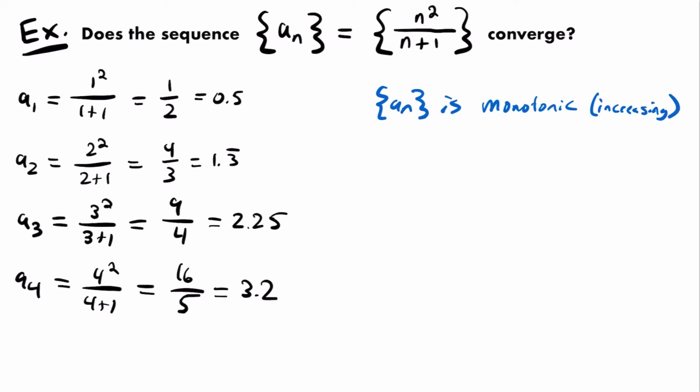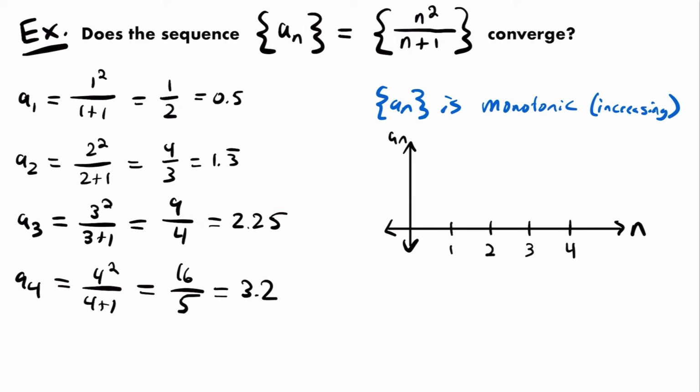Okay? And so now let's check to see if this sequence is bounded. And so let's draw a graph so we can visualize this. Remember that the vertical axis is the value of our terms, and the horizontal axis will be the value of n. And so I'm going to plot the first four terms here. So we'll have n equals 1, n equals 2, n equals 3, and n equals 4. And then I'm going to label this side with 3, 2, and 1.